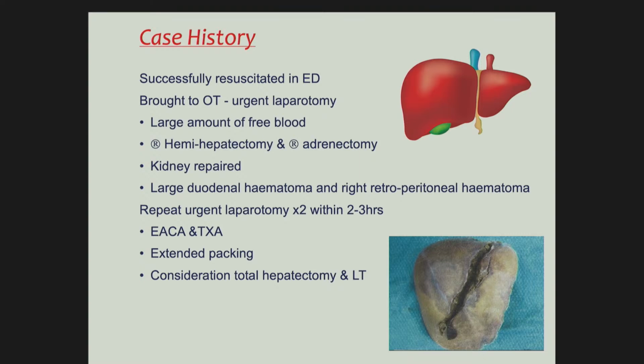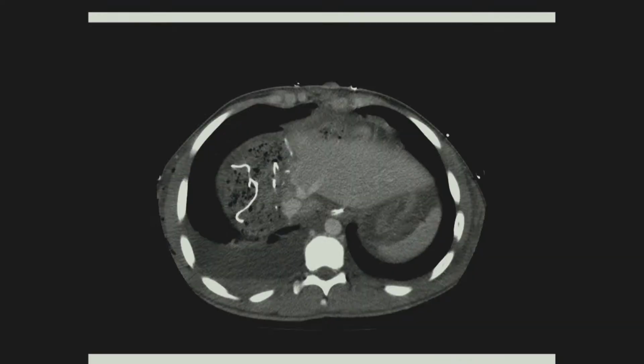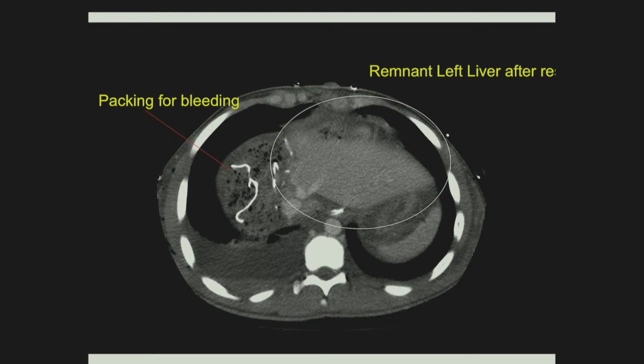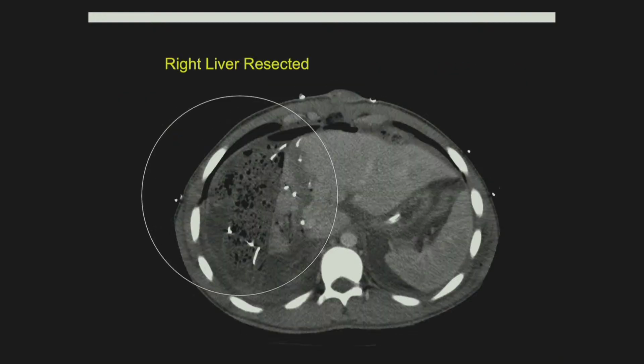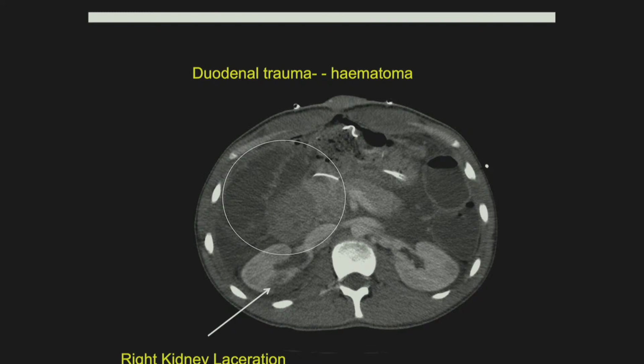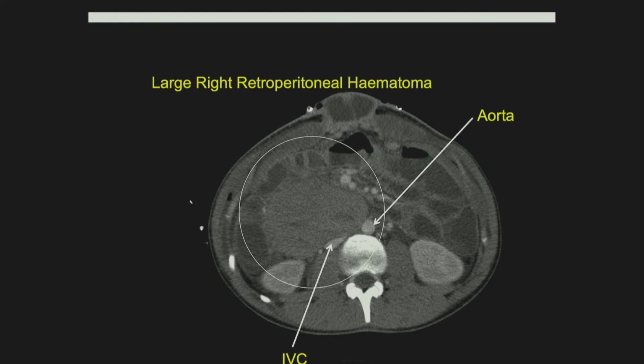It was extended surgery. It was extremely difficult to control the bleeding. At one stage, they were considering total hepatectomy and putting him on the priority list for a liver transplant, but he didn't have to progress to that. So these are the original CT scans. That's the remnant of the left liver, packing. He was packed, but continued to bleed. Right liver. This is the hematoma and the duodenal trauma. You can see the damage to the kidney and a big retroperitoneal hematoma.